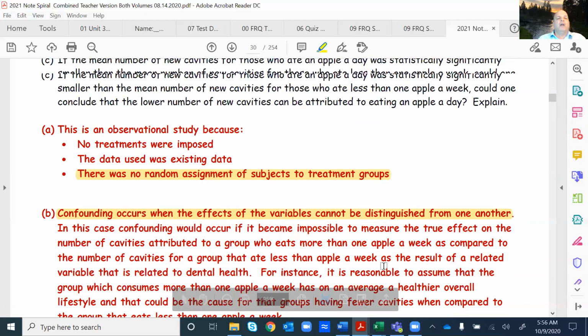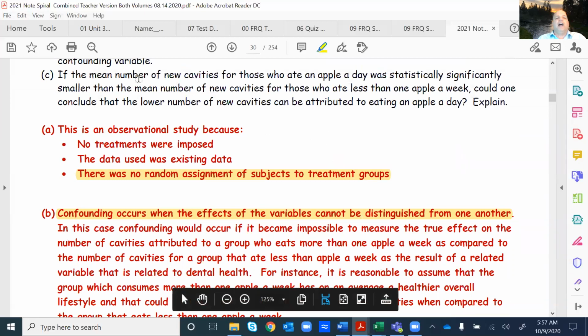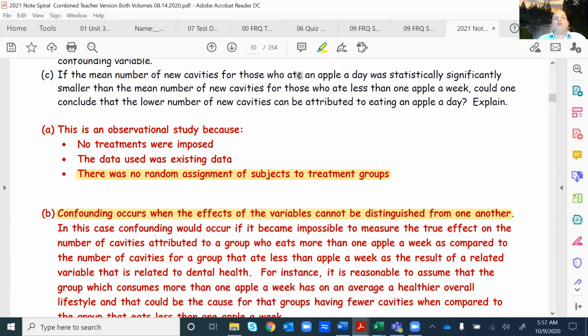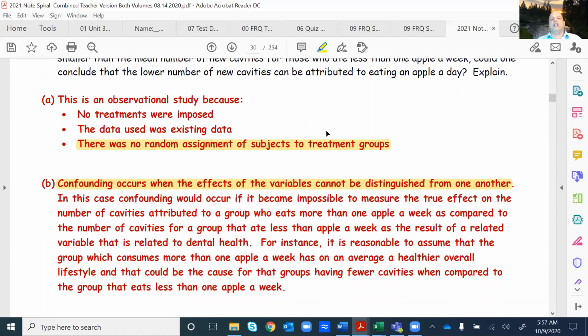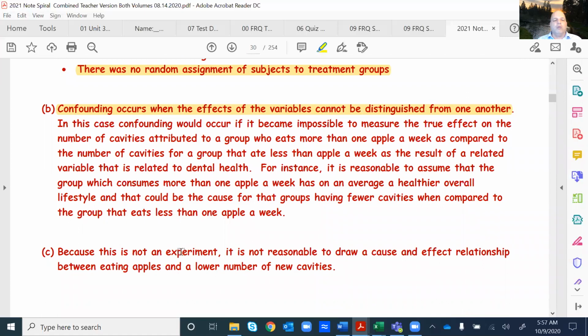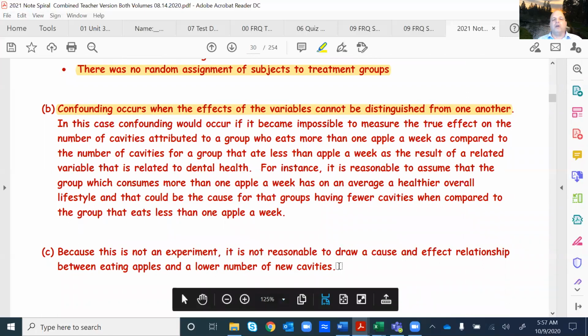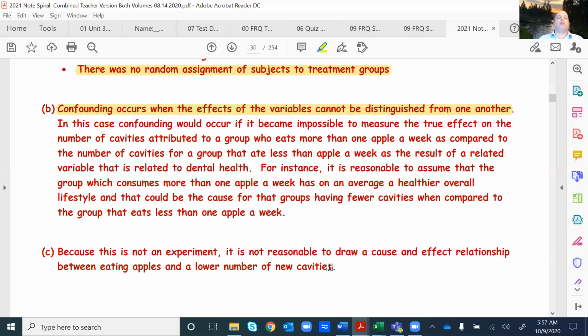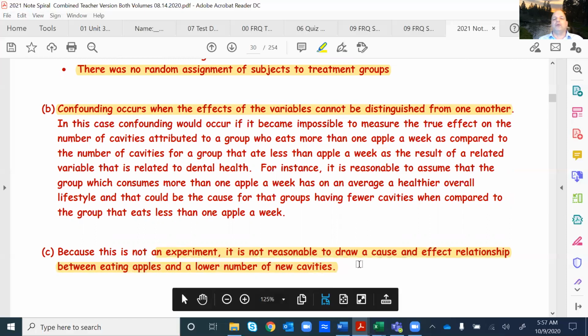The last part: if the average, or the mean, number of new cavities for those who ate an apple a day was statistically significantly smaller than the mean number of new cavities for those who ate less than one a week, could one conclude that the lower number of cavities can be attributed to eating an apple a day? And the answer, no. This is not an experiment. It's not reasonable to draw a cause and effect relationship. There could definitely be a correlation. There could definitely be a relationship, but it's not a cause. This is not an experiment, so it's not reasonable to draw that type of conclusion.